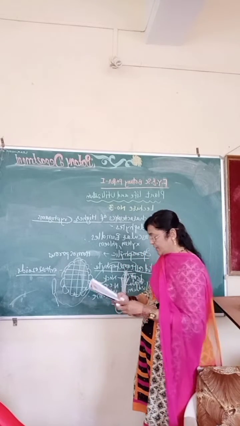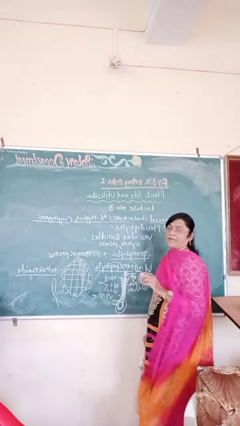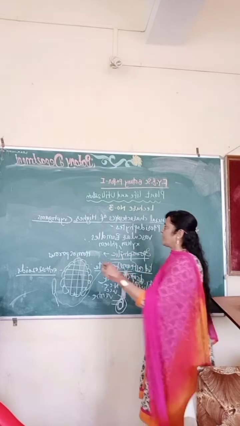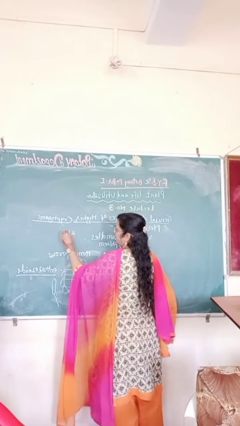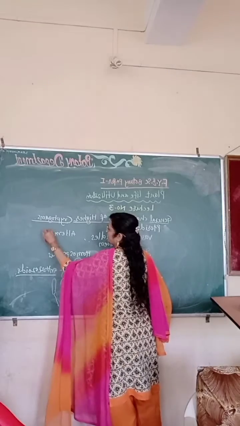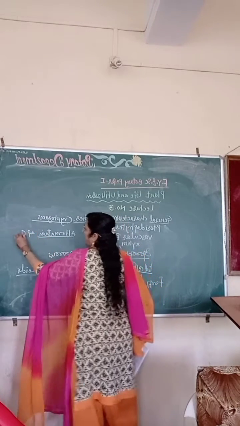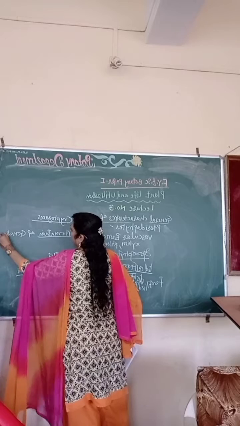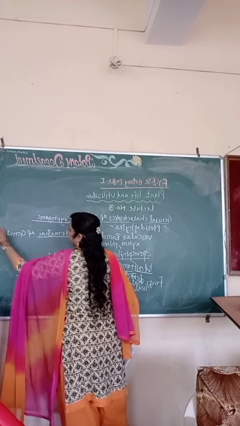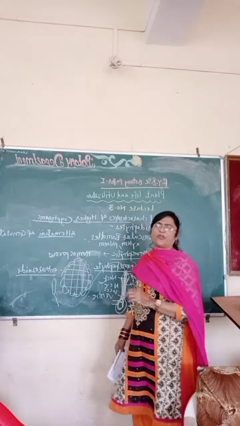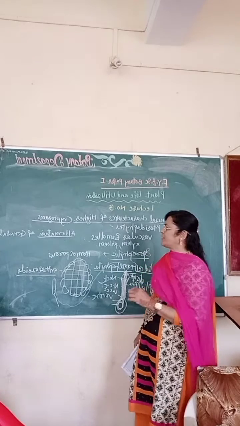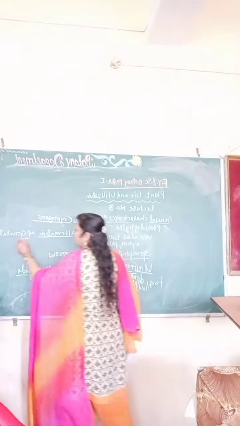Here there is the alternation of generation. In alternation of generation, there are two generations. One is called the sporophytic generation and the other is called the gametophytic generation. The sporophytic generation and gametophytic generation alternate with each other.